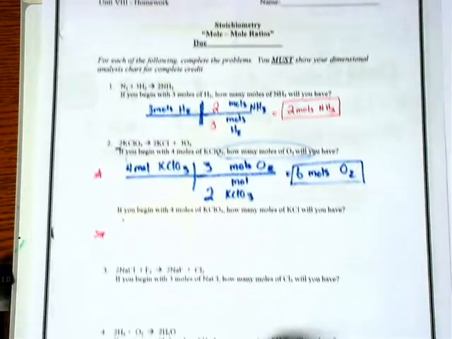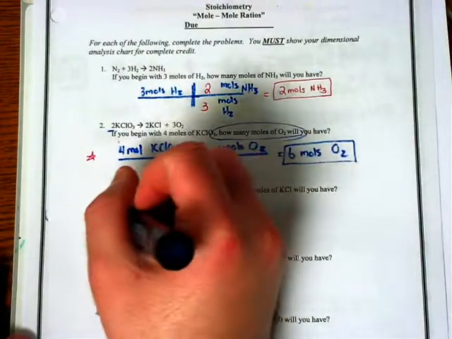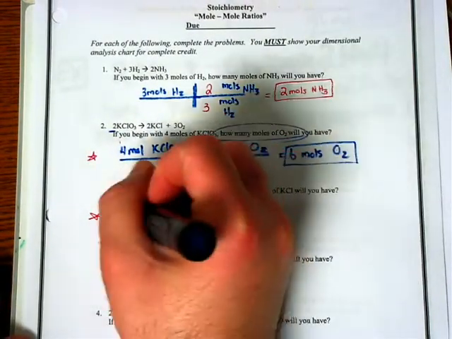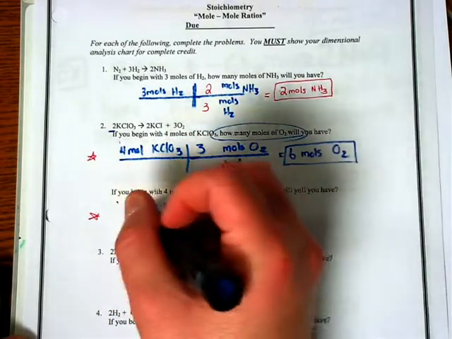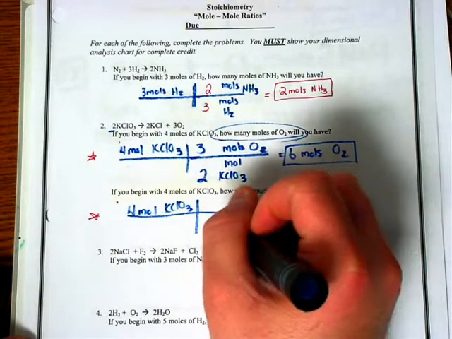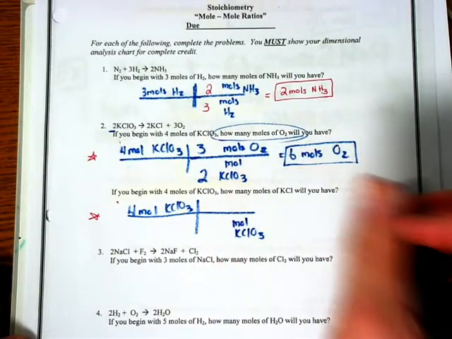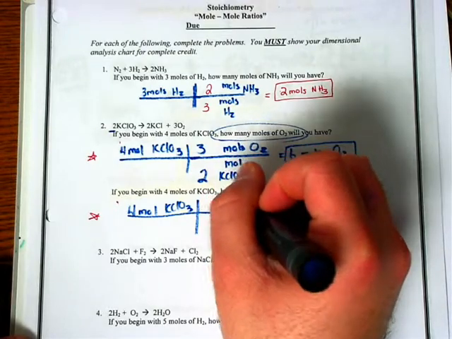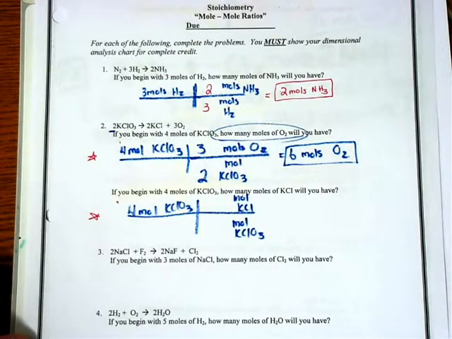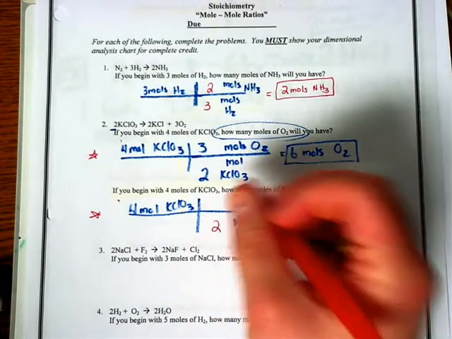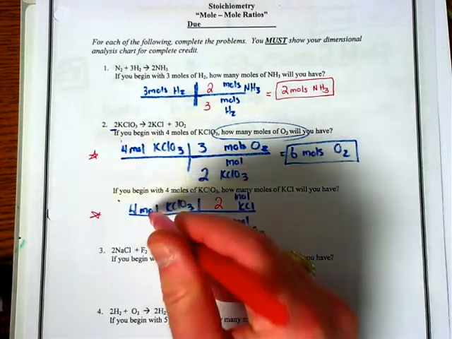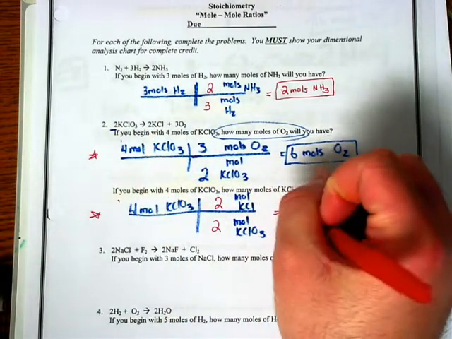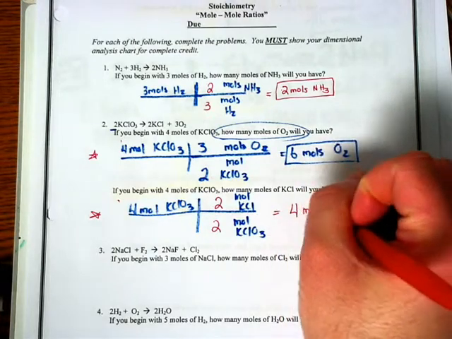Okay, the next problem. You're starting out with what? 4 moles of KClO3. Since we're starting with moles of KClO3, we need to put it down here. And what are we going to? KCl. What number should go on the bottom here? 2, because that was in our reaction. What about on top? 2, because that was the number in front of KCl. 4 times 2 is 8, divided by 2 is 4. So this answer is 4 moles of KCl.